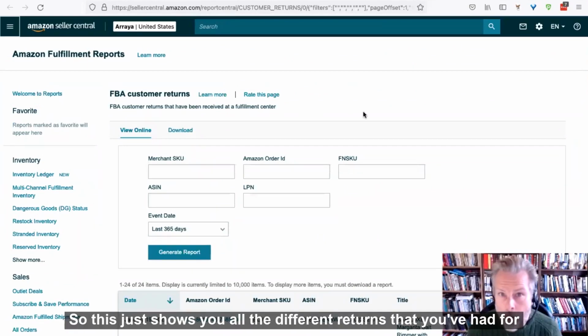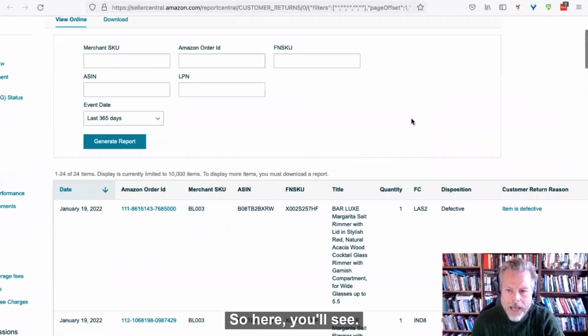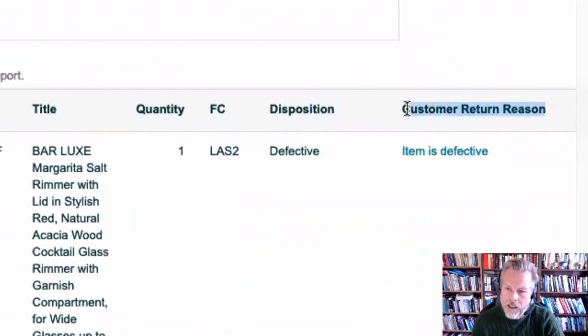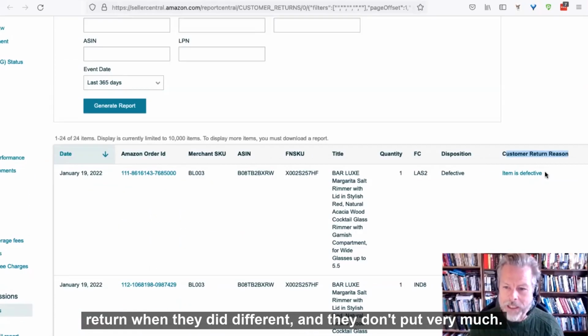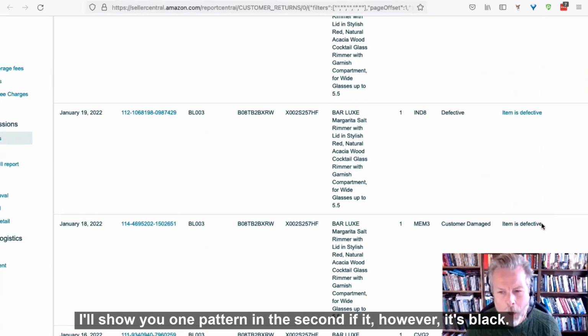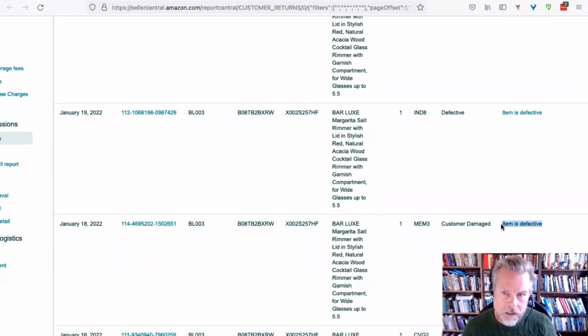So this just shows you all the different returns that you've had for your product. Here you'll see customer return reason. And if it is blue, then you get to find out what they wrote in their return when they did the return. And they don't put very much, but sometimes you can see some patterns. I'll show you one pattern in a second. If, however, it's black, then there was no reason given for the return. They just returned it.